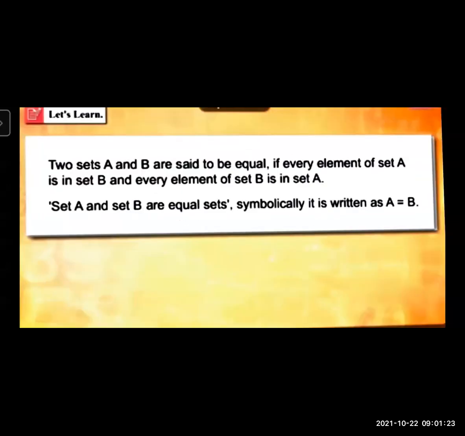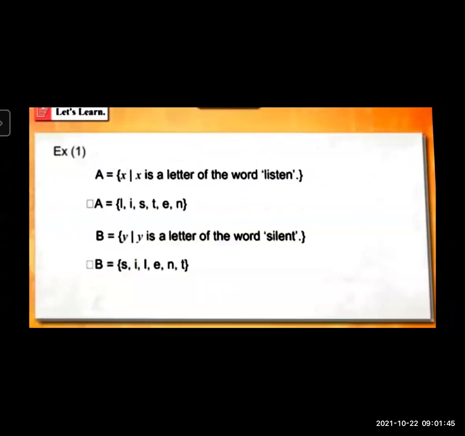Now we'll see the definition of equal sets and some examples of equal sets. Two sets A and B are said to be equal if every element of set A is in set B and every element of set B is in set A. Then set A and set B are equal sets. Symbolically, it is written as A is equal to B.